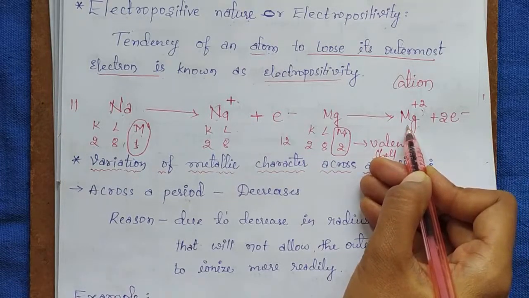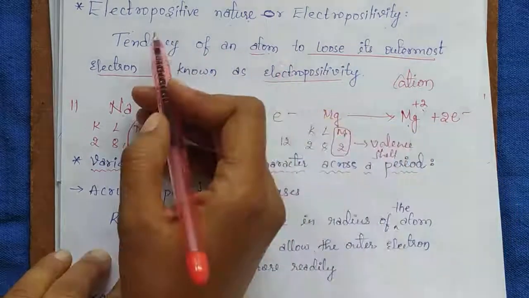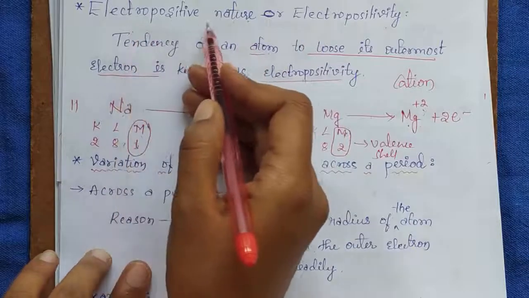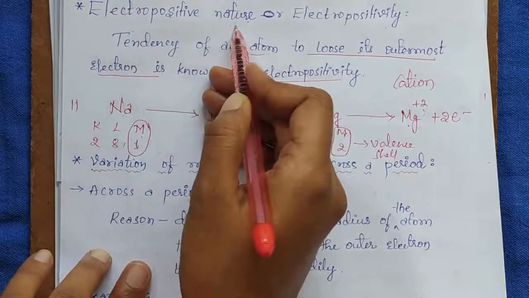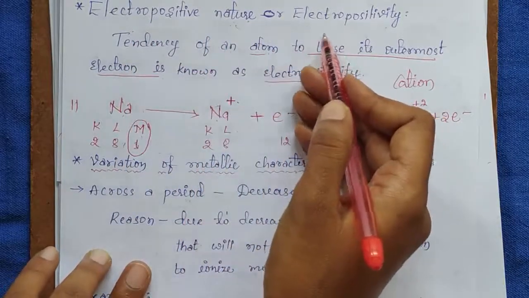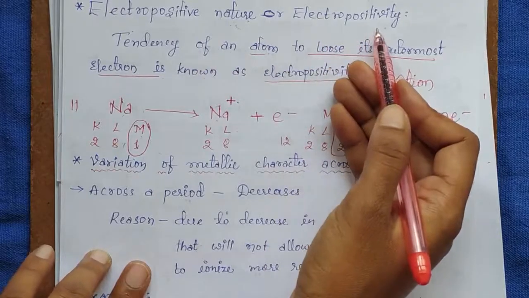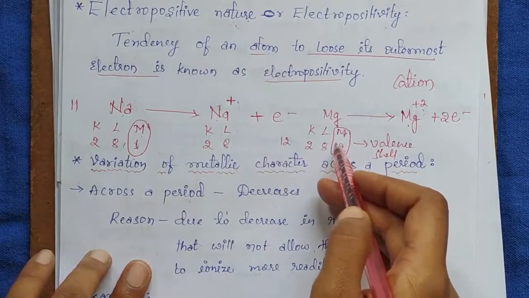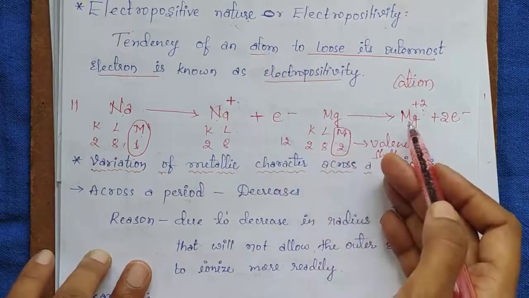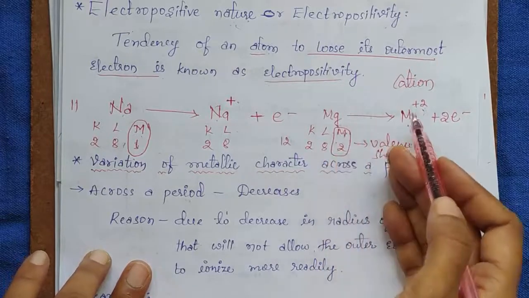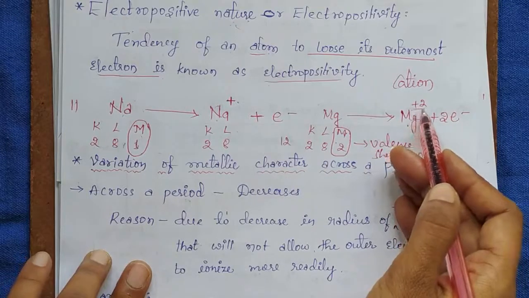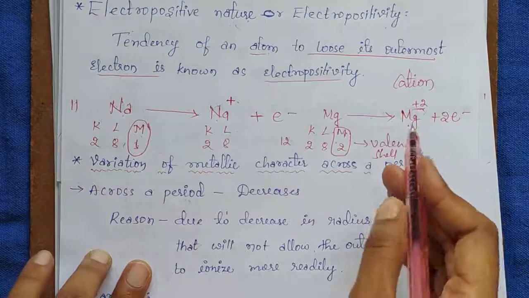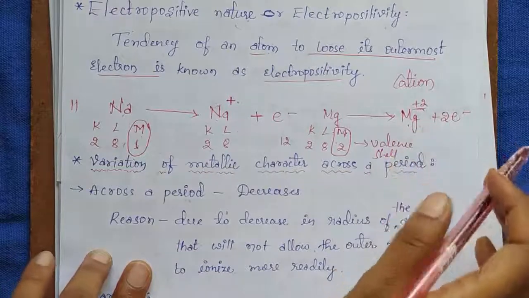Therefore, since these metals on losing electrons form cations, that is positively charged ions, because of this reason they are known as electropositive elements, or they are electropositive in nature. They are said to have electropositivity because on losing electrons, they form positively charged ions. That's why they are said to be electropositive elements.